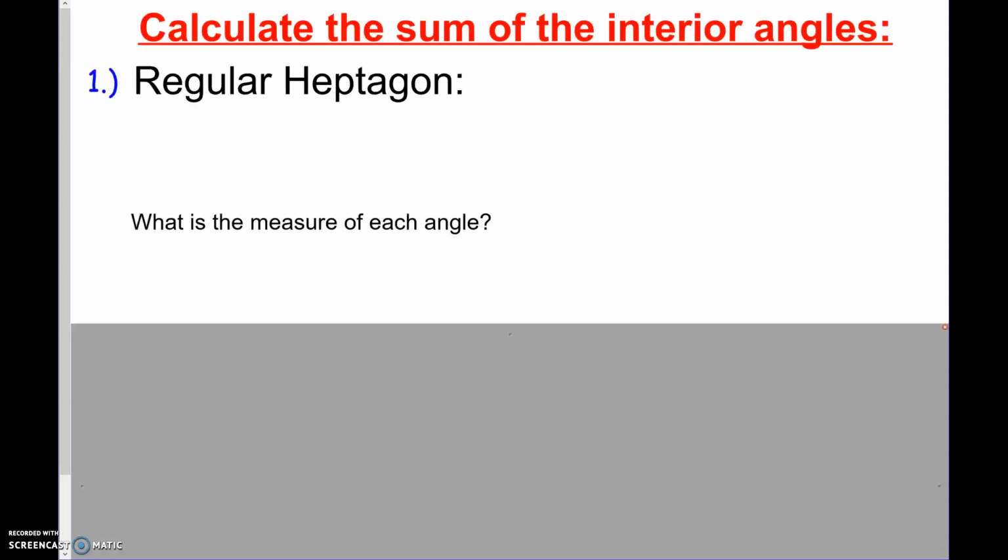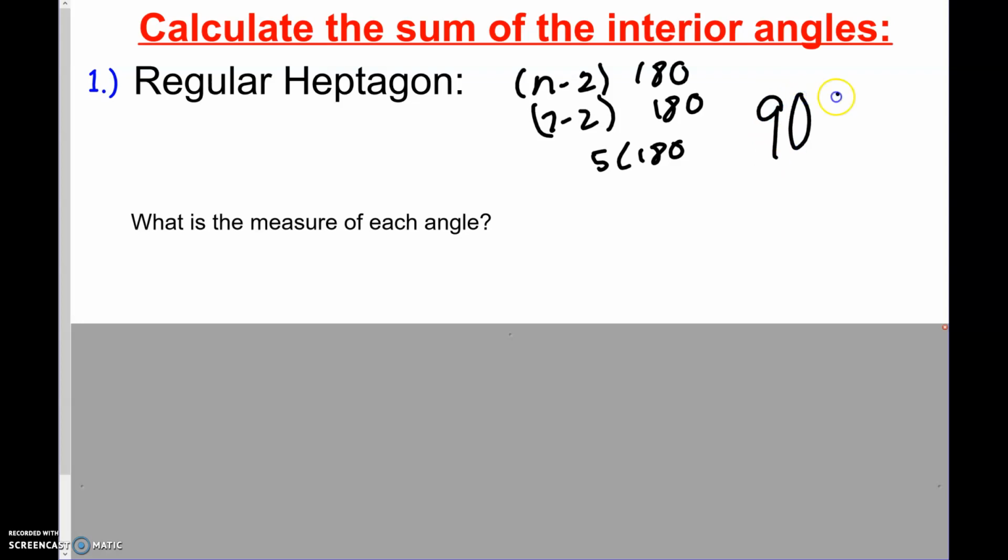All right, calculate the sum of the interior angles in a regular heptagon. So heptagon is 7. So our formula is n minus 2 times 180. So we have 7 minus 2 times 180. So we're going to take 5 times 180, and I don't know what that is off the top of my head. So 5 times 180 is going to be 900 degrees. So the sum of the interior angles is 900 degrees.